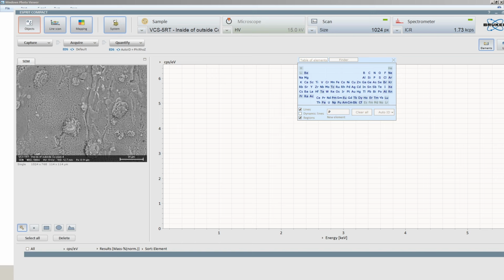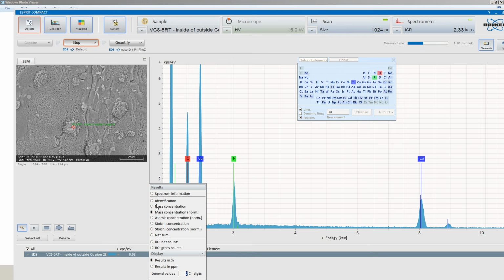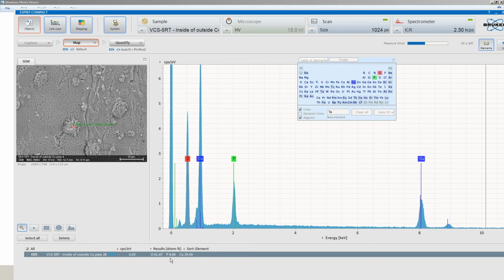We are going to have a quick look at these. Another quick look at that. No, I don't think that's samarium. I don't think that's tantalum either. Definitely phosphorus. Interesting. What is that? So it's 8.78 mass normalized, but atomic normalized is still 8.84, 8.9, nearly 9.